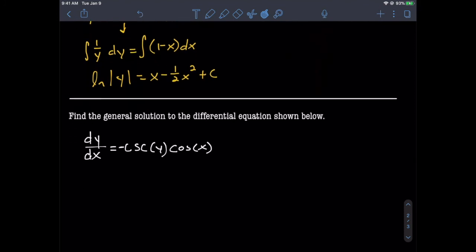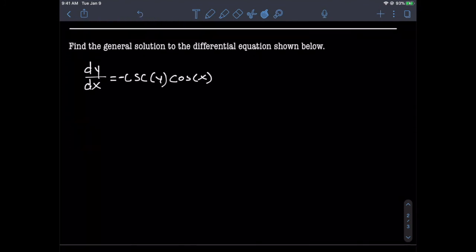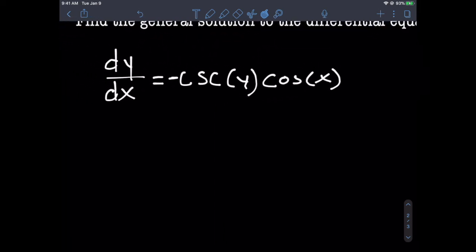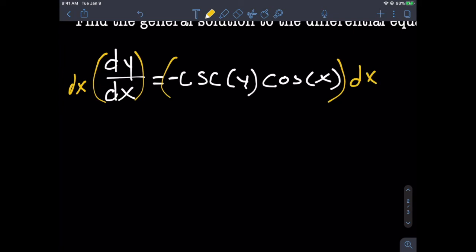Let's look at our last example. Our last problem asks us to find the general solution to the differential equation dy over dx equals negative cosecant y cosine of x. I don't think this requires much of an introduction. Let's start the same way we usually do by multiplying both sides by the tried and true dx, right? One on both sides. There we go.